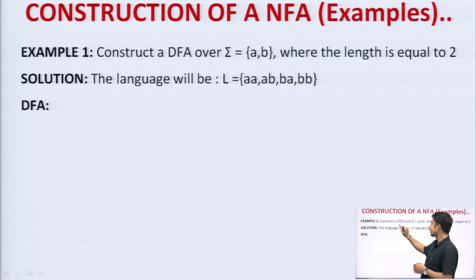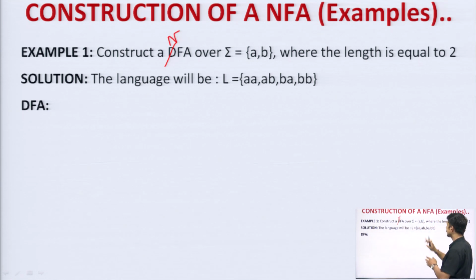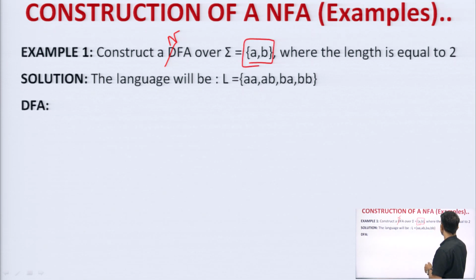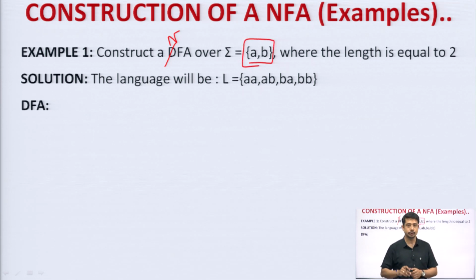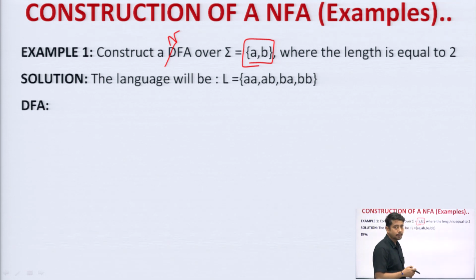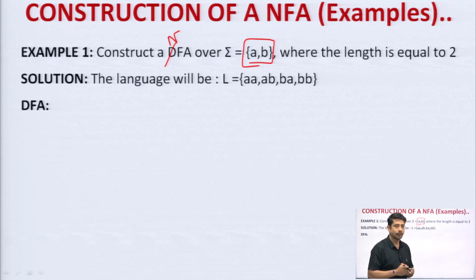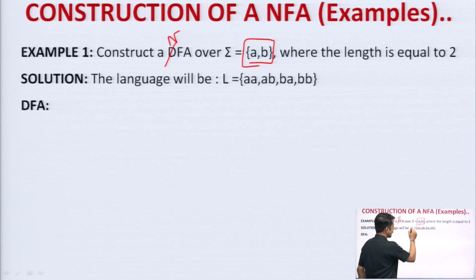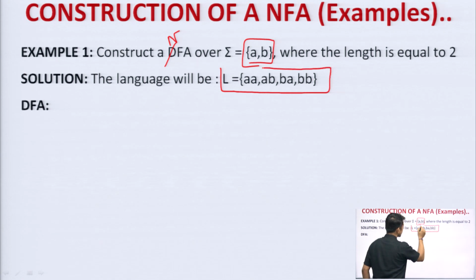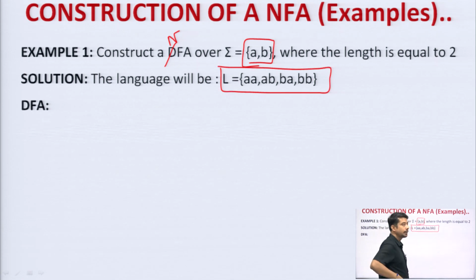Construct a, okay fine, this is not a DFA, this is NFA. Construct an NFA over the given alphabets, so we are having A and B, where the length is equal to 2. If you have not seen my previous video, then please look into it. We discussed the length and how to calculate the language for the same. So, summing up, we got the language as L equals AB, BA, BB.